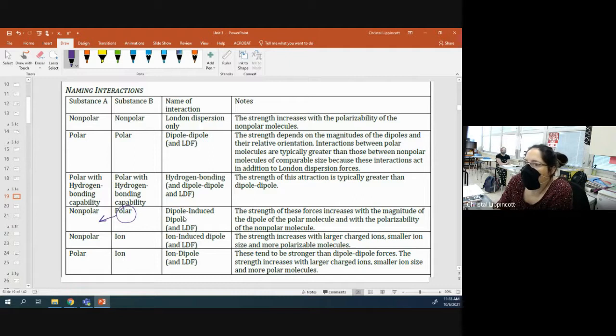If we have an ion and a nonpolar substance, we're going to have an ion-induced dipole. Remember, ions are positive or negative charges. They're going to cause this to have an induced dipole. And then polar and ion is going to be an ion-dipole. So this is kind of a nice handy chart to help you figure out what IMFs are involved. So these are your IMFs here. And when it says induced dipole, it's the temporary one? Yeah, it's temporarily inducing it.